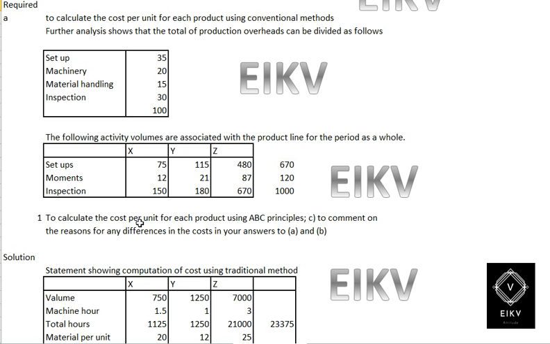Requirement number 2, to calculate the cost per unit of each product using ABC principles. And to comment on the reason for any difference in the cost in your answer to requirements 1 and 2.